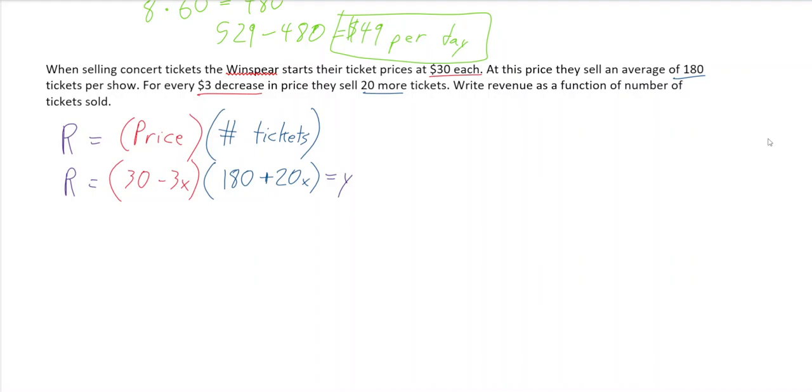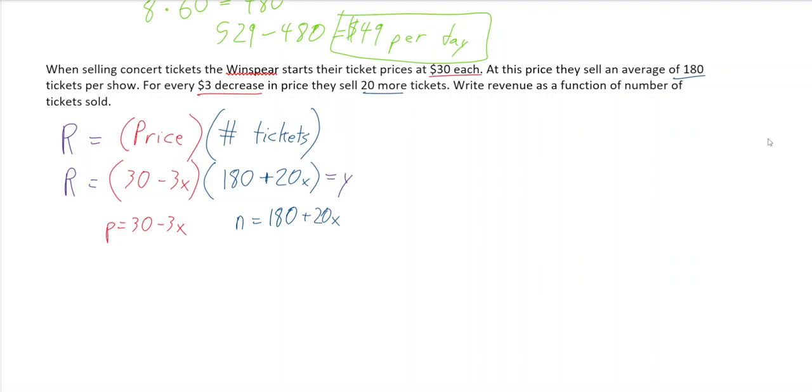Now, this is not really what it's actually asking. It says revenue is a function of number of tickets sold. So that's not really what we want. We want it to be a function of the number of tickets sold. So N is the number of tickets. So we're going to go like this. Okay, N is the number of tickets, like that. And P is the price, like this.